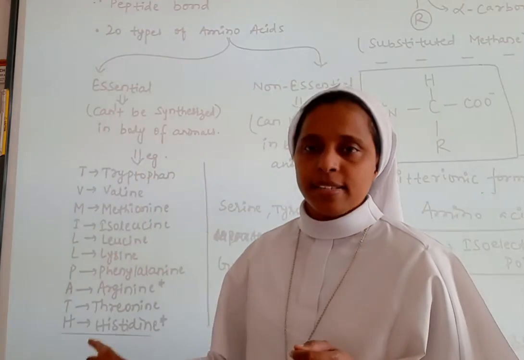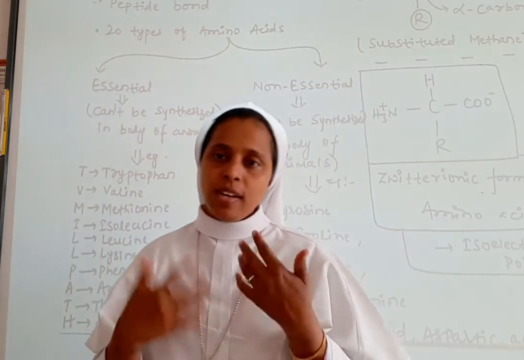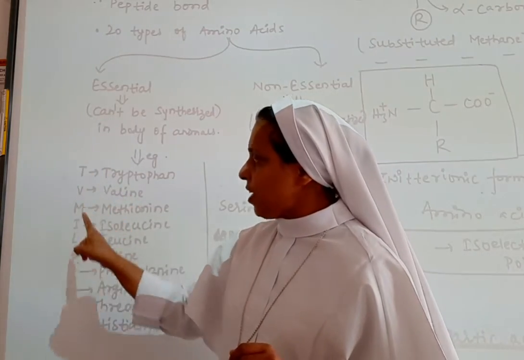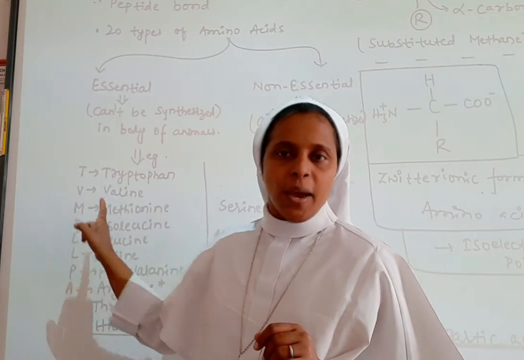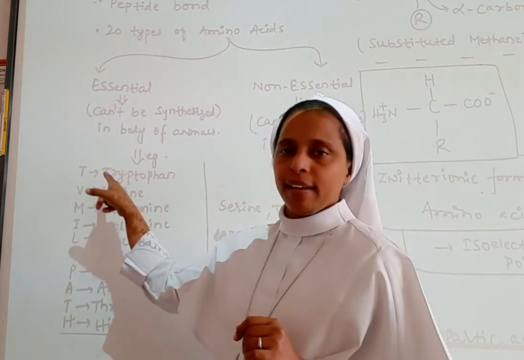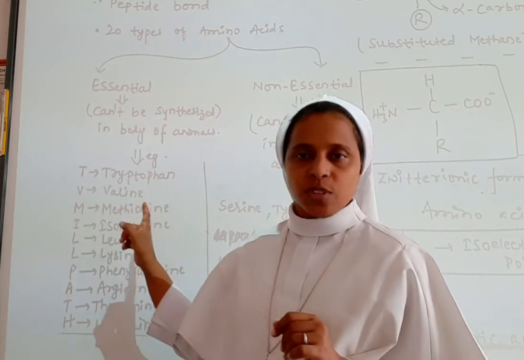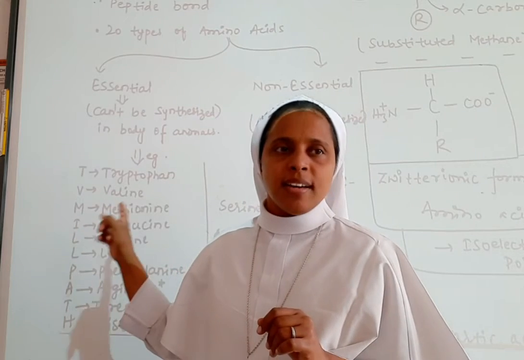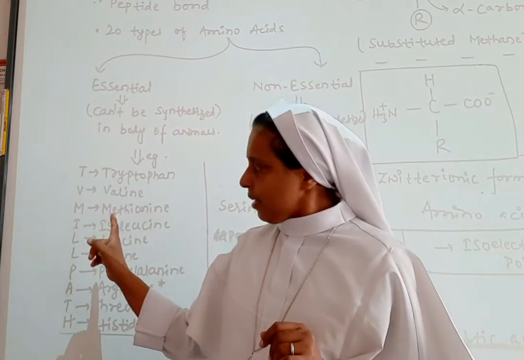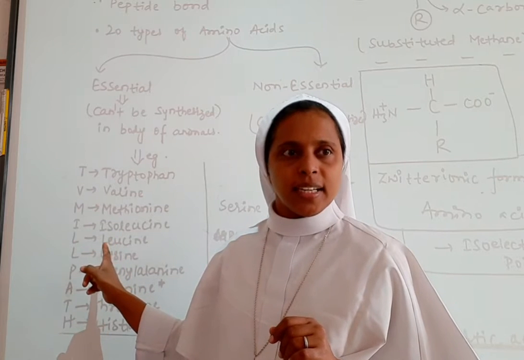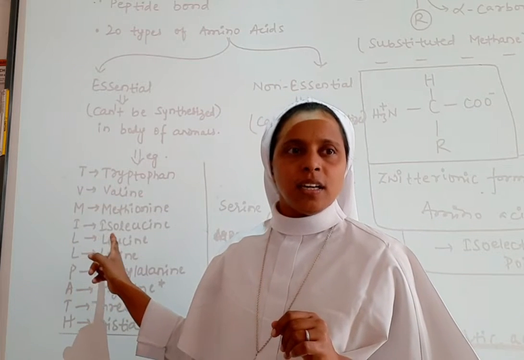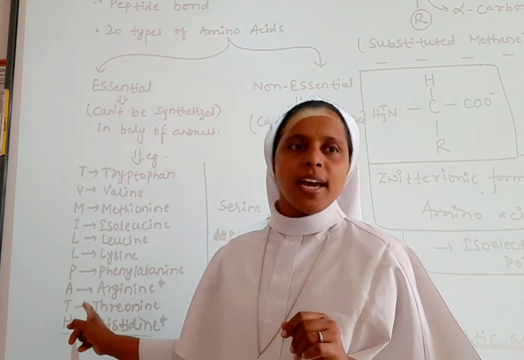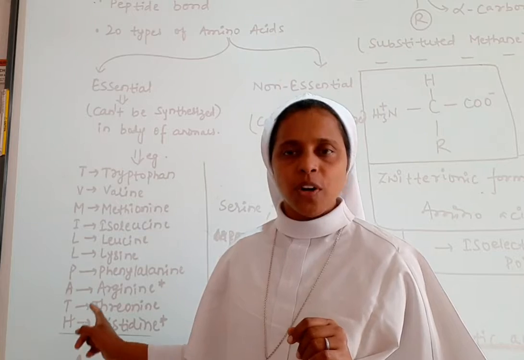So here there are 10 essential amino acids. How will we learn them? We can learn it in a tricky way. So here it is TV-mill path. In that way, if we break and learn, we can learn it. So T stands for tryptophan, V stands for valine, M stands for methionine, I stands for isoleucine, L stands for leucine, another L stands for lysine, then P stands for phenylalanine, A stands for arginine, and T stands for threonine, and H stands for histidine.